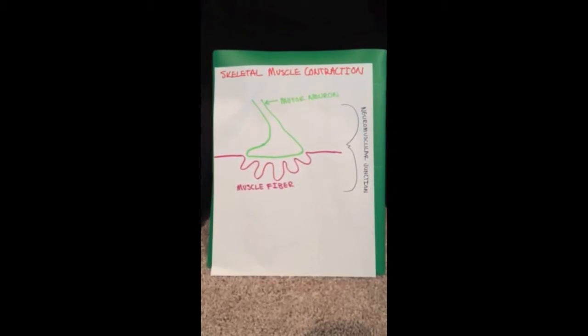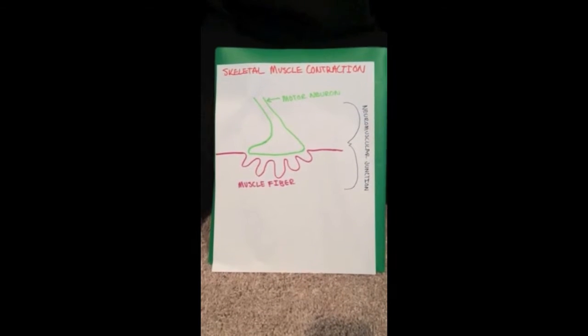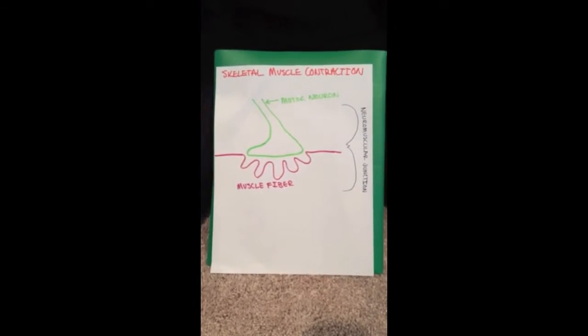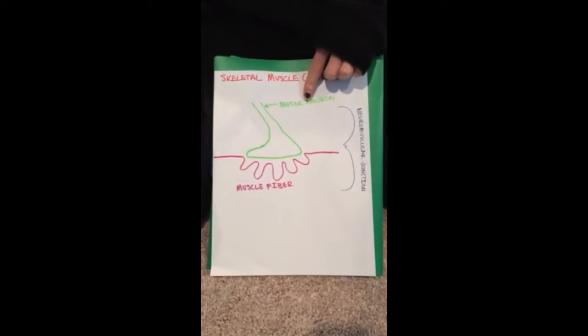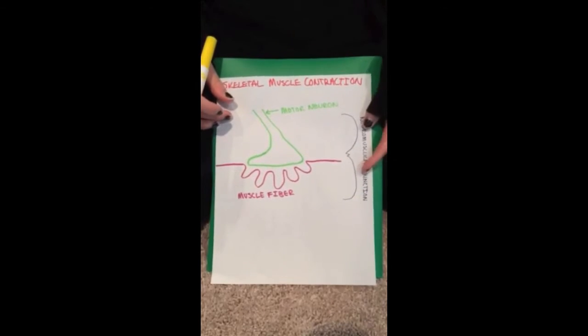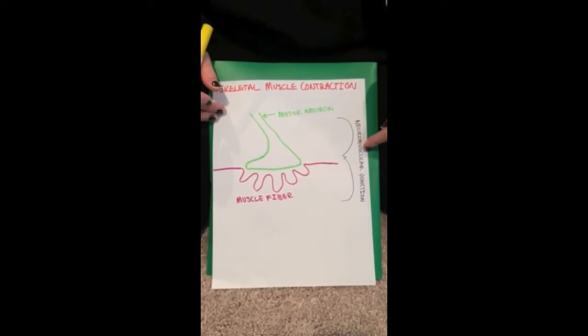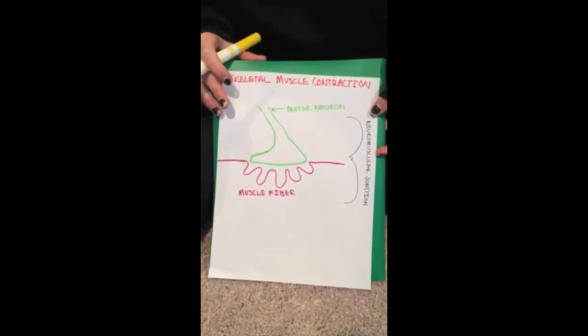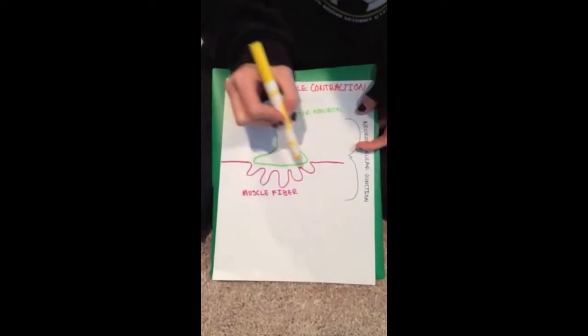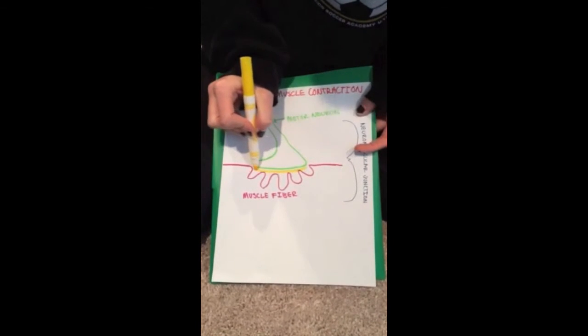Skeletal muscle contraction. A skeletal muscle must be stimulated by a nerve, specifically a motor neuron, to contract. The connection between the motor neuron and a muscle fiber is called the neuromuscular junction. Between the end of the motor nerve and the muscle fiber is a narrow space called the synaptic cleft.